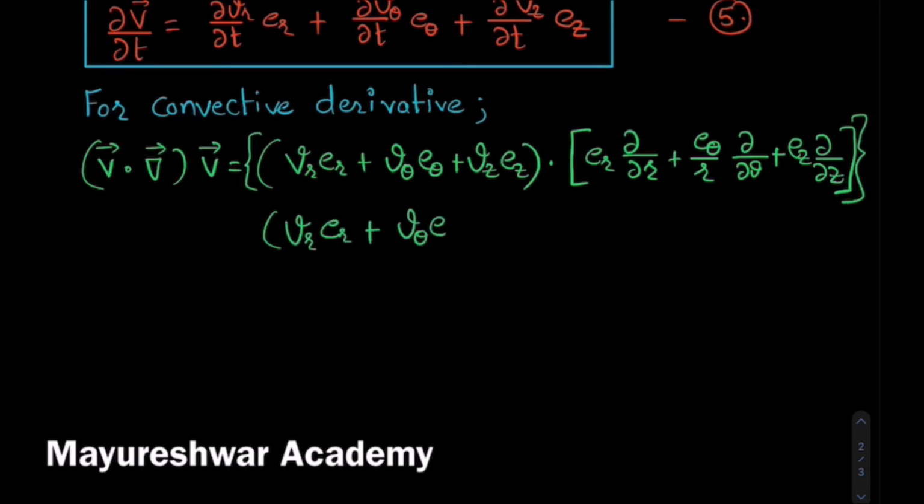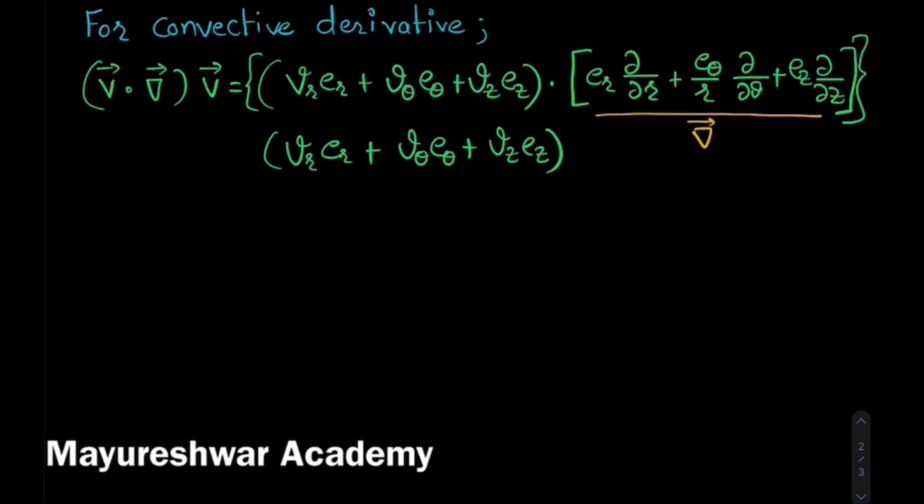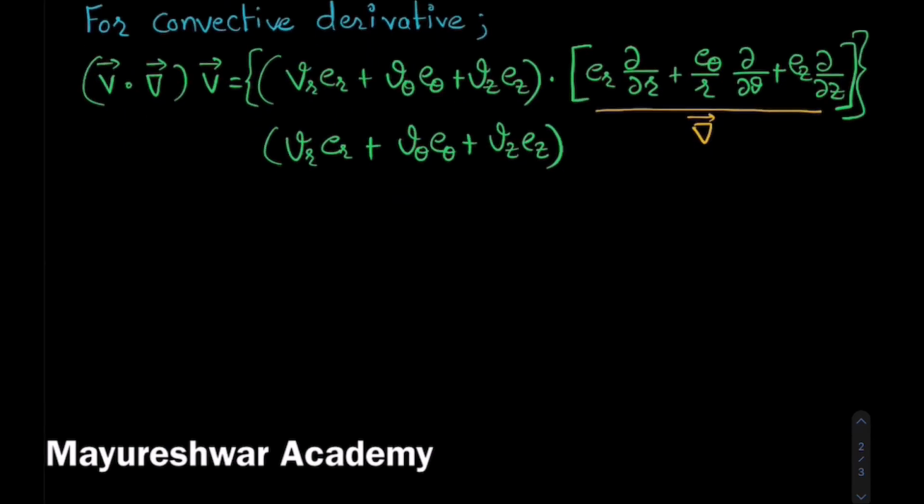So v_r e_r plus v_θ e_θ and v_z e_z. This part is the definition of del bar, so we need to remember this. The first two terms on the RHS will be acting as an operator. Okay, so now let us differentiate.